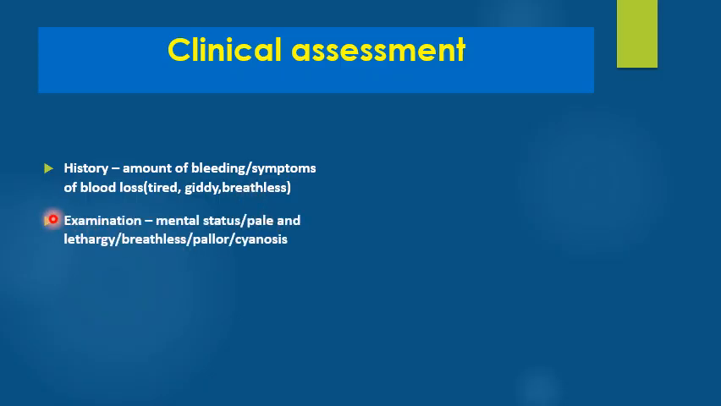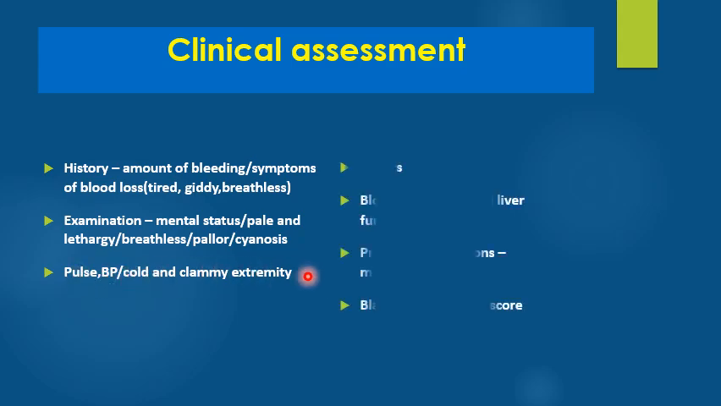Second, on examination, look for the mental status, pallor and lethargy, breathlessness, and cyanosis. These are important signs that you must look for in these patients with passing blood in the stools. And then the vital signs are equally important. Pulse rate, tachycardia, is one of the earliest signs of blood loss. Blood pressure, hypotension, cold and clammy extremities.